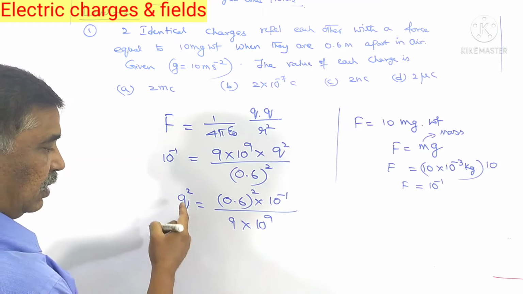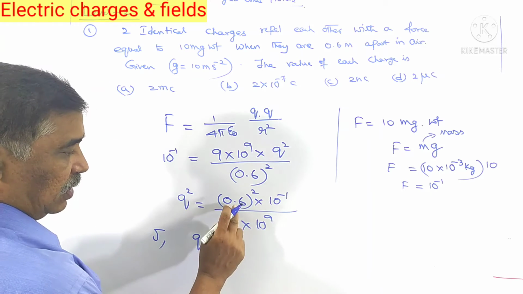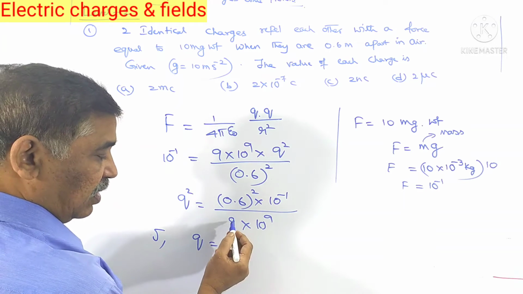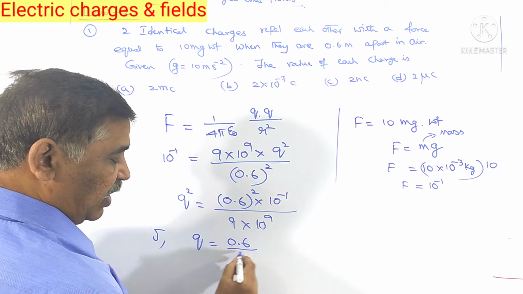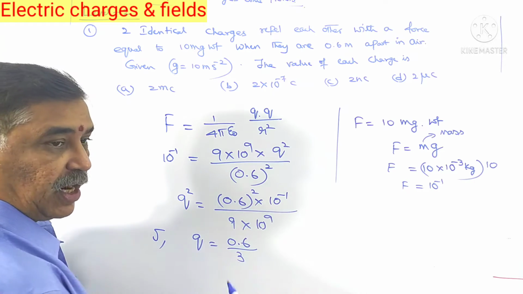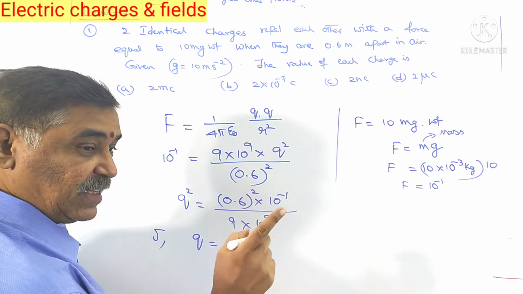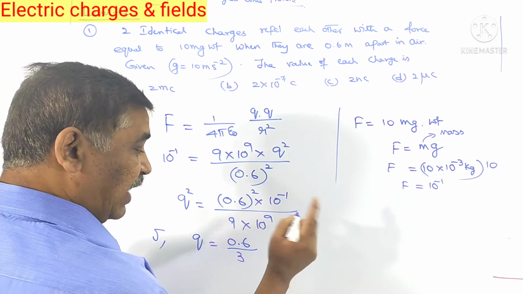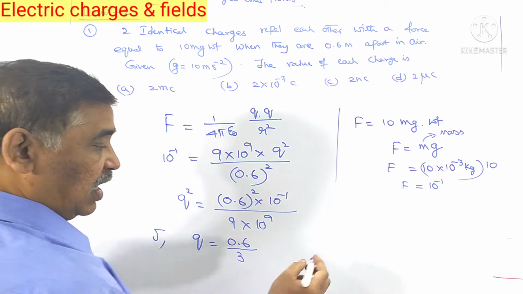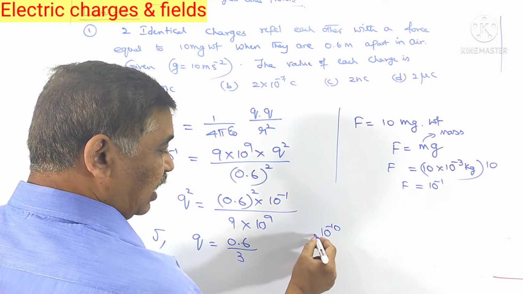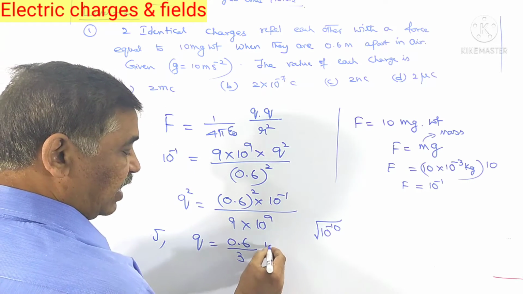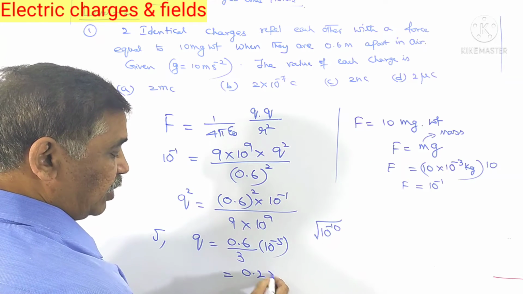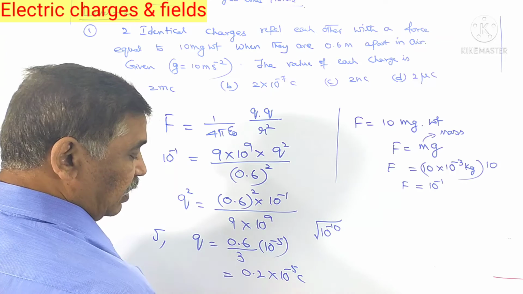Take square root. Q square becomes Q. Square root of 0.6 square becomes 0.6. Square root of 9 becomes 3. Bring 10 power 9 to the numerator, that becomes 10 power minus 9. 10 power minus 9 into 10 power minus 1 becomes 10 power minus 10. Square root of 10 power minus 10 gives us 10 power minus 5. Now this is equal to 0.2 into 10 power minus 5 Coulomb.